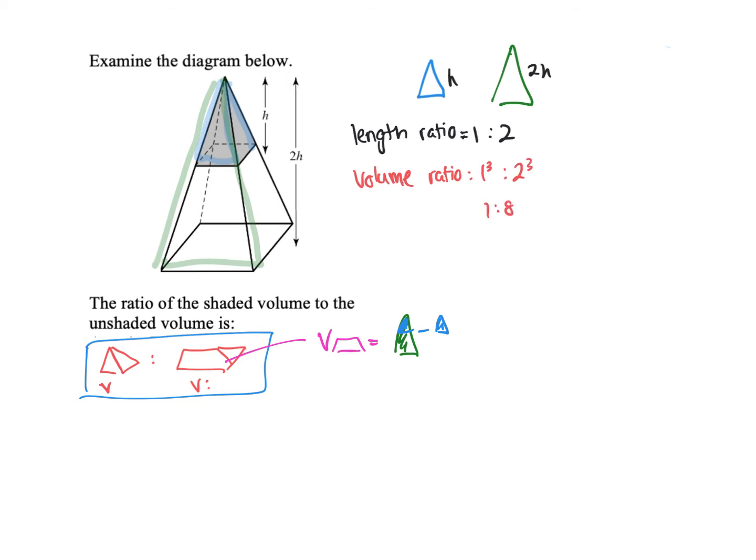So when we talk about ratios, we can just pretend that's the actual volume. So if this one was 8, then the little one is 1. Then this bottom part would be 8 minus 1, which is 7. So when they ask for the volume of the shaded to the unshaded, this pyramid, the blue one, has a volume of 1, and the bottom part has a volume of 7. So we say 1 to 7. That's the answer.